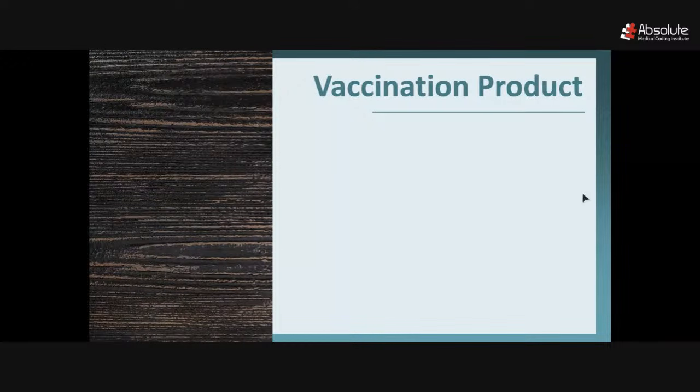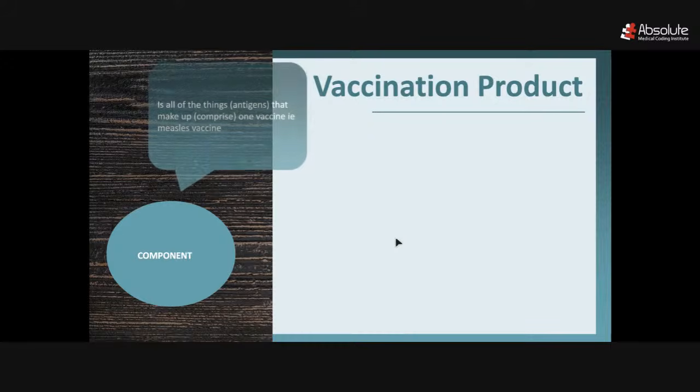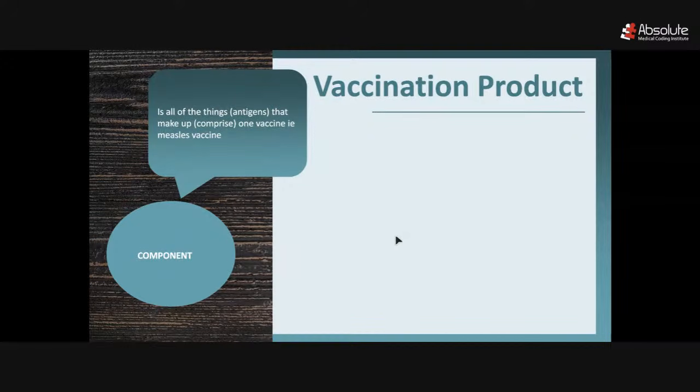So to code a vaccine or toxoid, you must know the difference between a vaccine component and a combination vaccine. So what is a vaccine component? A vaccine component is all the antigens that make up a single vaccine. So basically what your body is learning to fight. Let's take the example of a measles vaccine. Let me know, coders, how many components are there in a measles vaccine? Type your answers in the chat quickly. There is only one component over here.